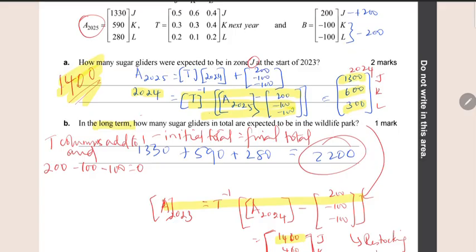Now, what's a regular normal transition matrix? One where the columns all add to 1. And here we can see that it is the case. In a scenario like this, we can expect the initial total to be the same as the final total. So the initial total was 2200, the addition of these three values, and we can expect the final total to be the same. The second thing we observe is what is restocked and what's culled. The minus values equal 0 when added. Because of both these scenarios, we can say that the initial number will be equal to the final number in the long term. And so 2200 is your answer.